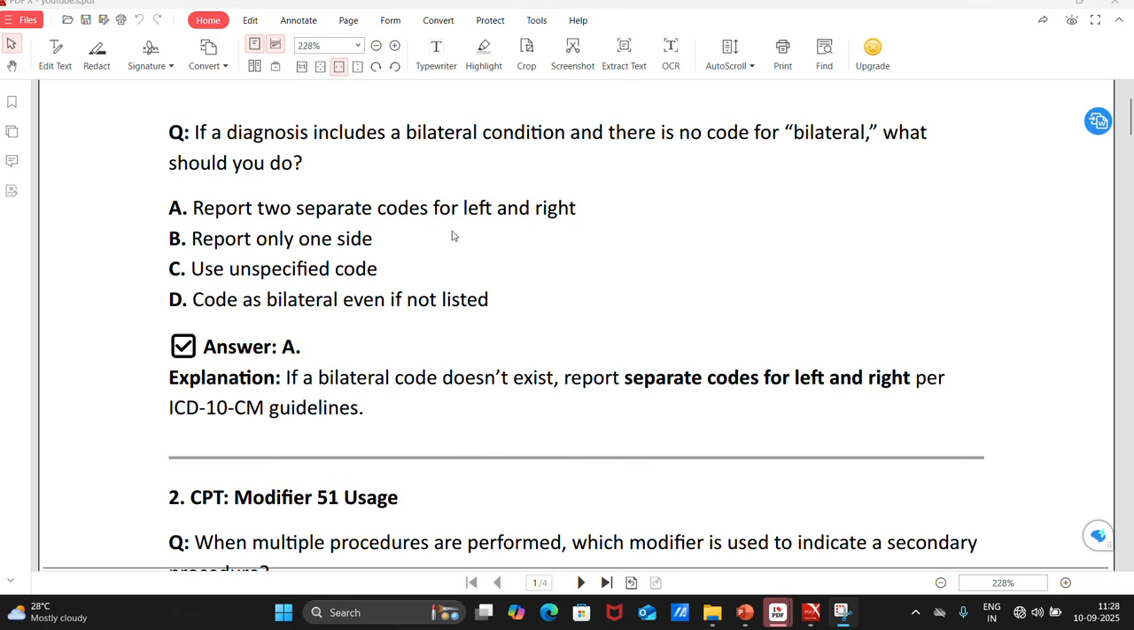So in this case, the right answer is option A. Okay, that is the explanation. If the bilateral code doesn't exist, report separate codes for left and right. Okay, ICD guidelines. So our right answer will be option A.